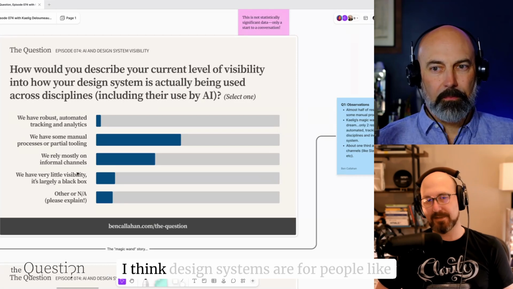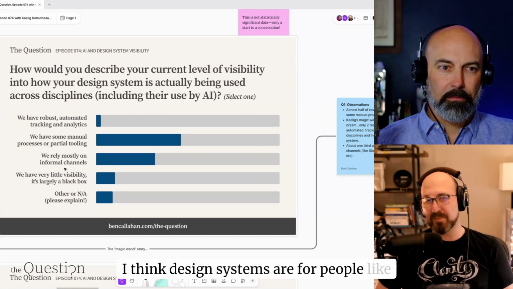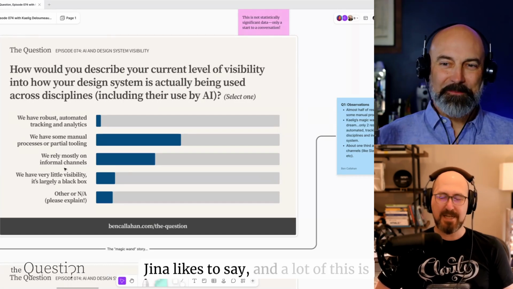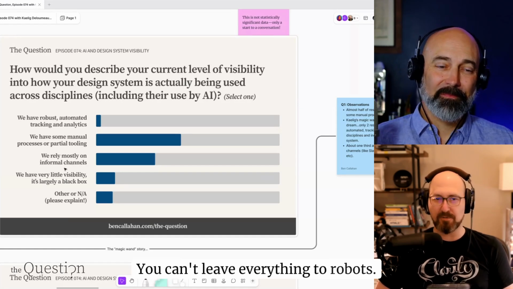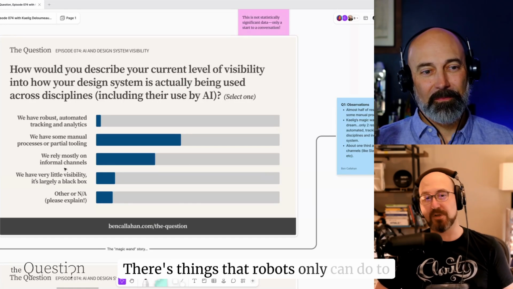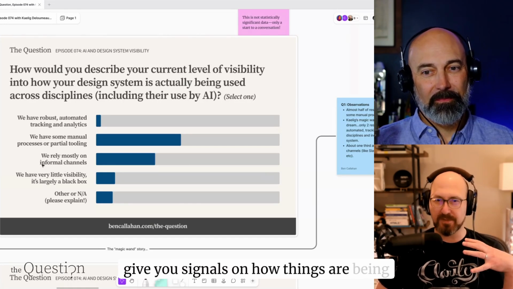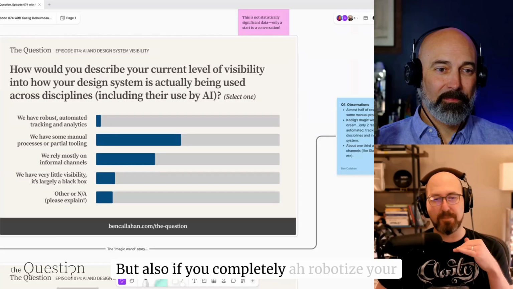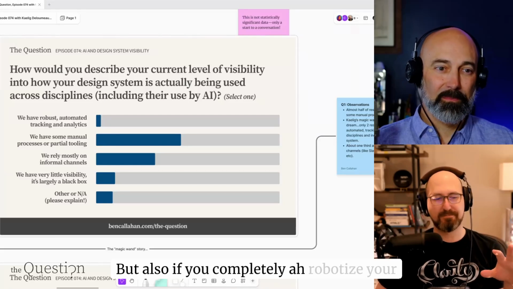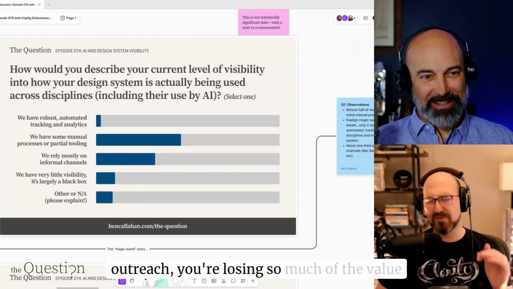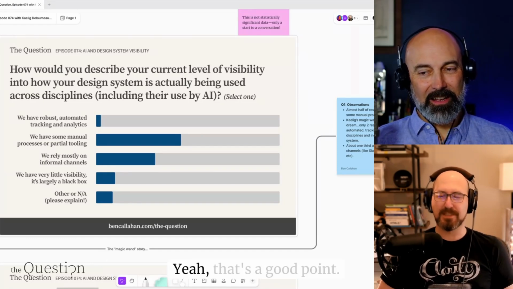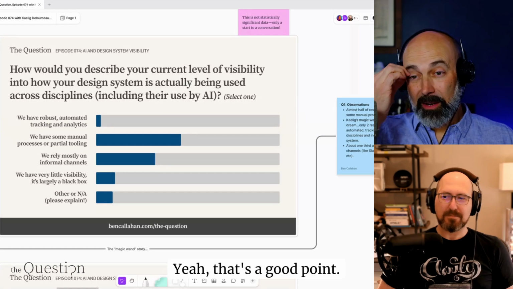I think design systems are for people, like Gina likes to say, and a lot of this is relationship building. You can't leave everything to robots. There are things that robots can do to give you signals on how things are being used, but if you completely robotize your outreach, you're losing so much of the value of design systems. So yeah, that's a good point.